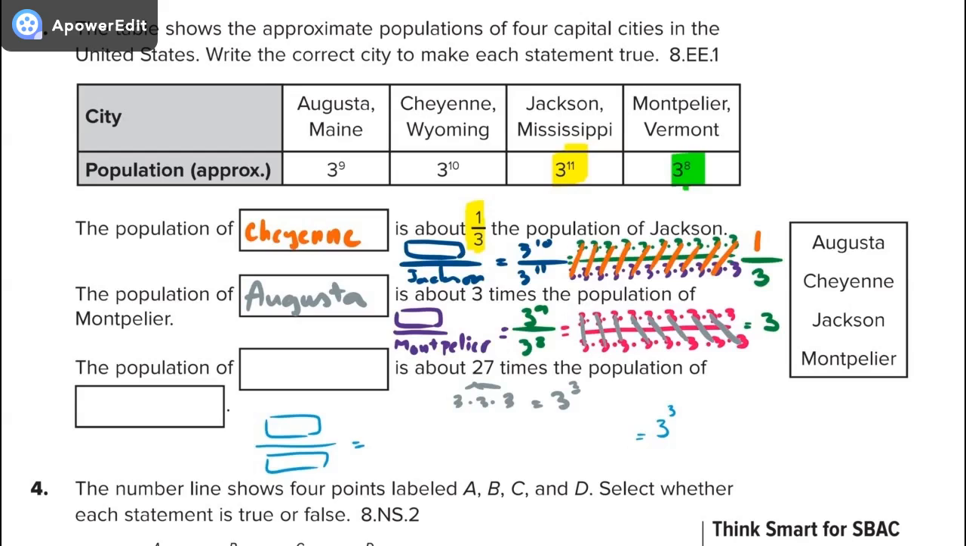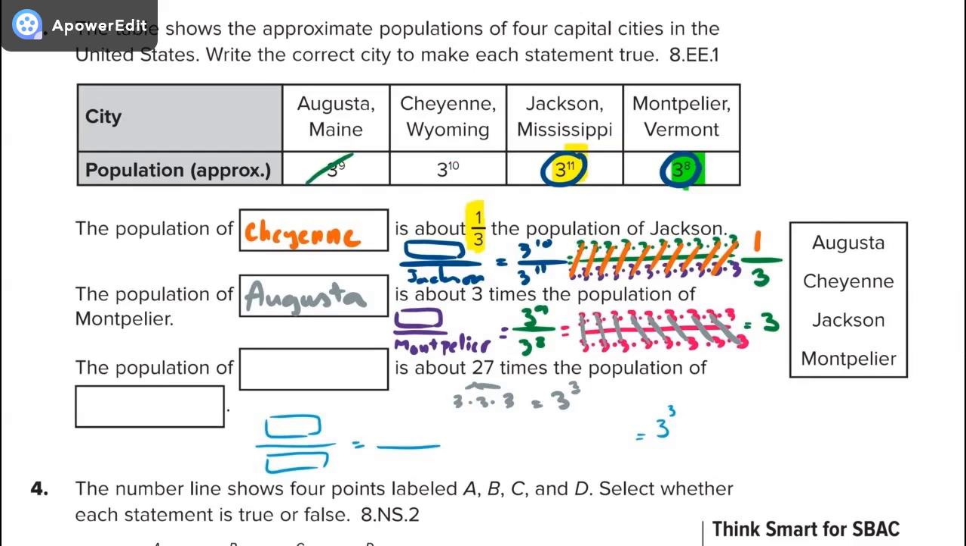Alright, so now we're going to look at the answer. 3 to the 9 power, 3 to the 10, if you subtract them, you have 3 to the first power, which is not what we're looking for. 3 to the 9 to 3 to the 11, if you subtract them, 11 minus 9 is 2, so that's not our answer. 3 to the 8, if you subtract them, you will have 3 to the first power or 3 to the negative 1, so that's not what we're looking for either. So we're going to skip Augusta. Augusta is not a possible answer.